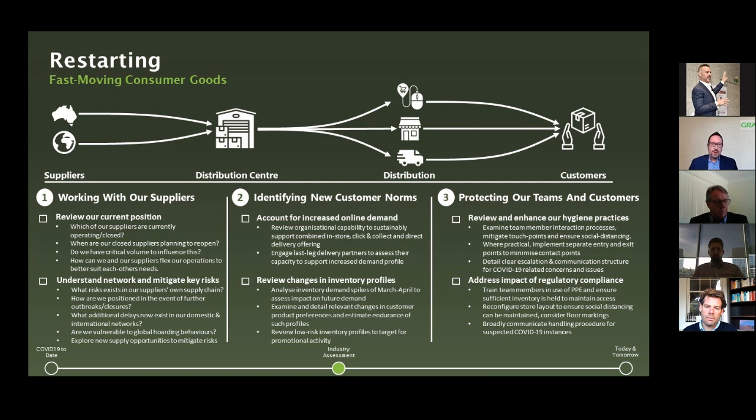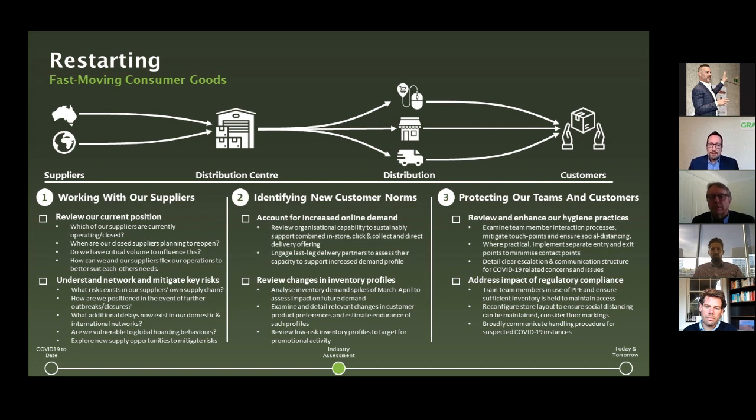As Carter mentioned before, if we have to step back to phase 1 and maybe we do see another spike in demand, what's our ability to respond to that? And are we also vulnerable to global hoarding behaviours? So it's not just our demand that we've got to look after. And to review and work in collaboration with our suppliers a lot more closely than we ever have before.